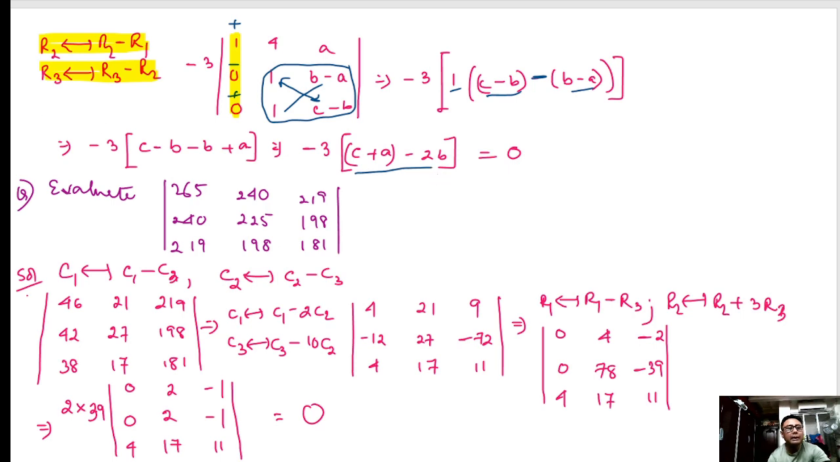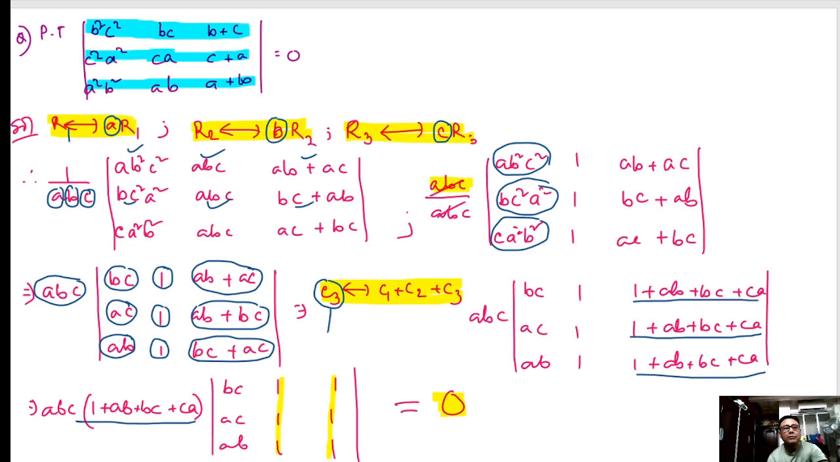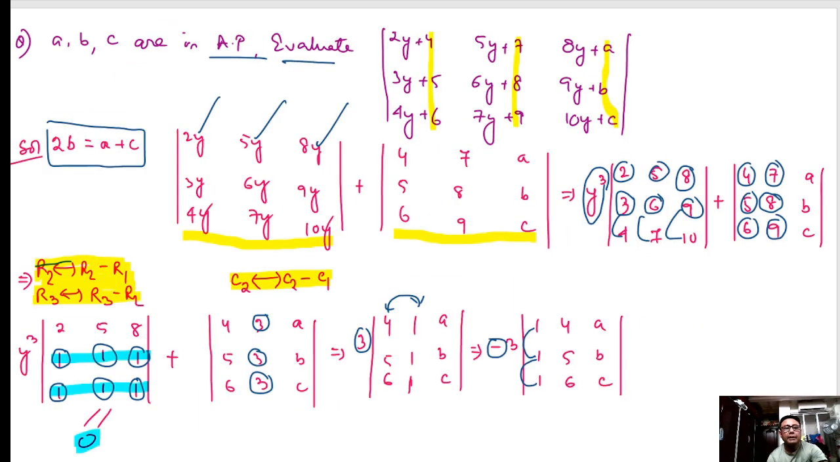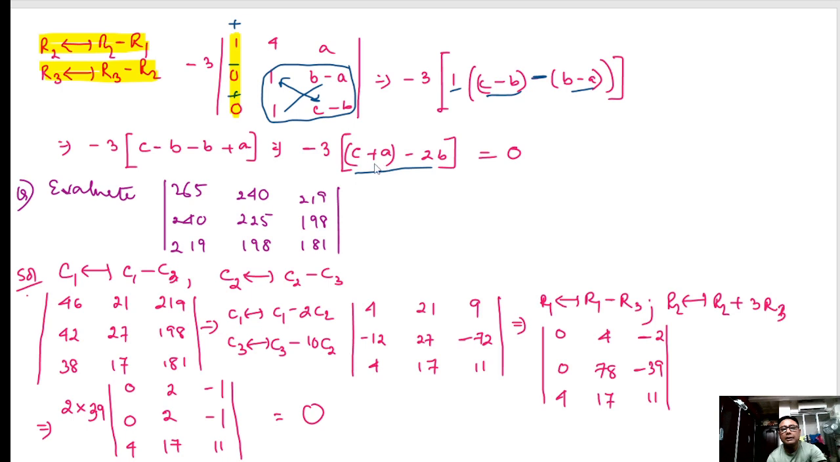Now already I showed you that A, B, C are in AP. That means 2B is equal to A plus C, or A plus C minus 2B should be 0. So applying it here, A plus C minus 2B is 0. So the determinant value has come 0. Clear? This is how we solve the sum.